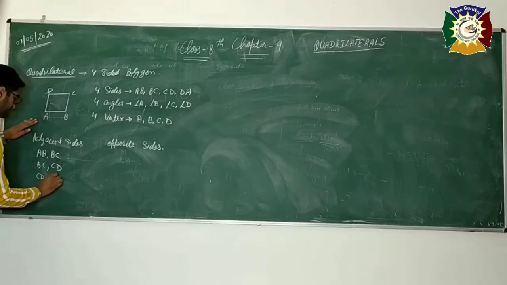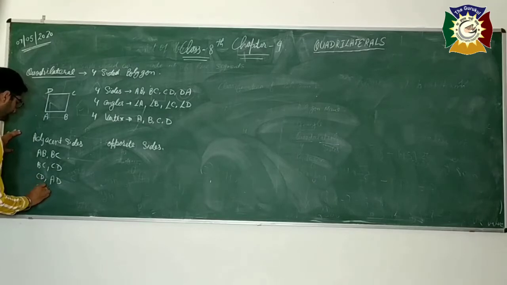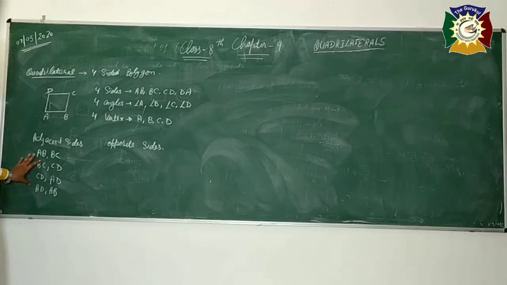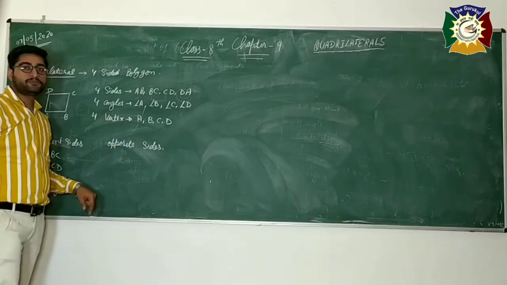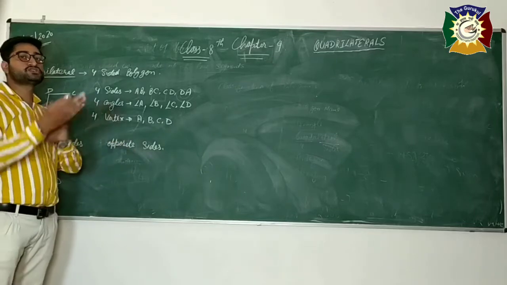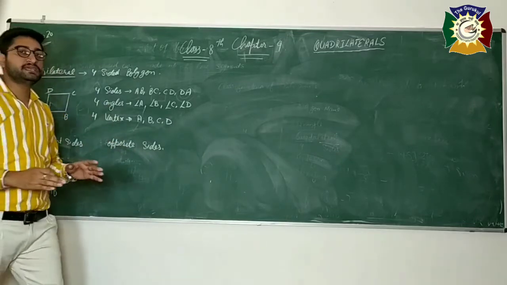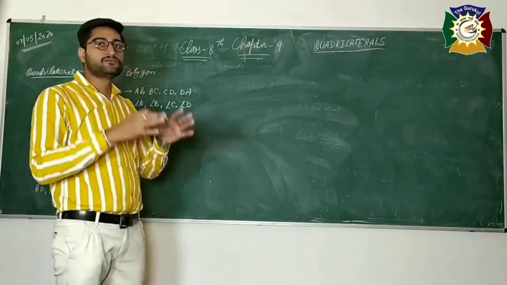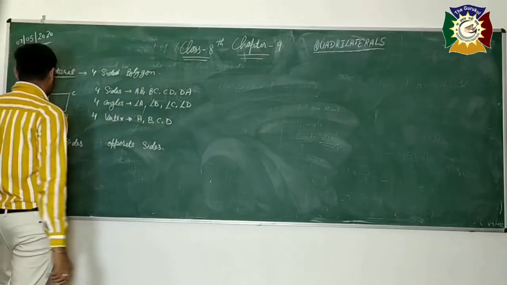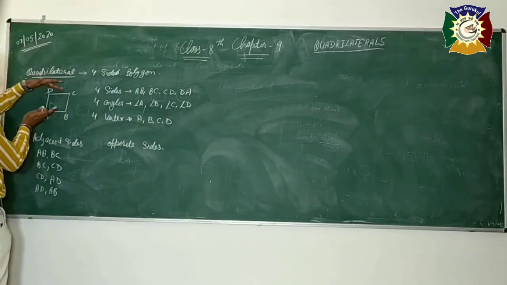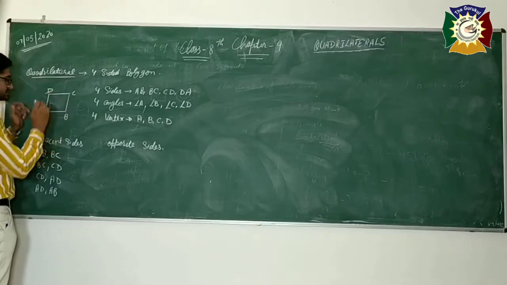CD and AD, and the last one AD and AB. So these four are the pairs of adjacent sides. Now the next one is the opposite sides, those which are opposite to each other, or we can say not having a common vertex. Now the opposite sides, you can see these are opposite to each other.